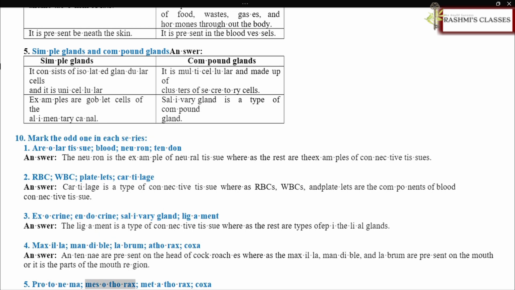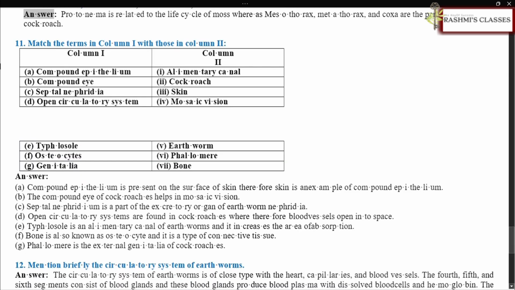Protonema, mesothorax, metathorax, coxa. Answer: Protonema is related to the life cycle of moss, whereas mesothorax, metathorax, and coxa are the parts of the legs of a cockroach. Match the terms in column 1 with those in column 2.